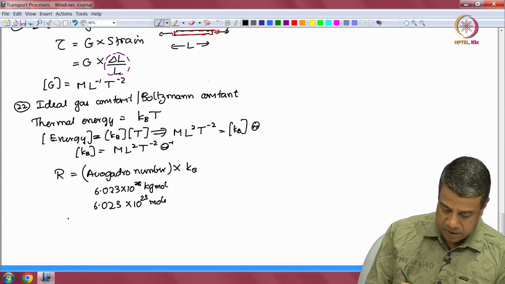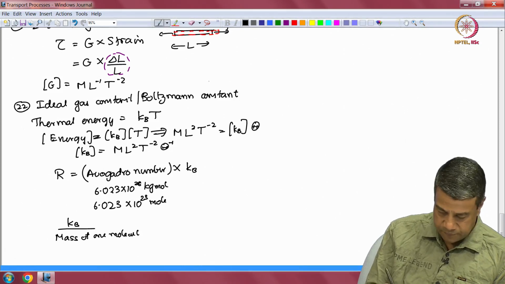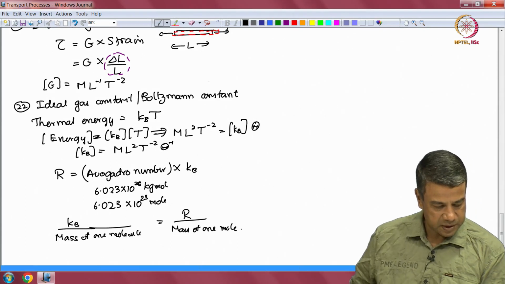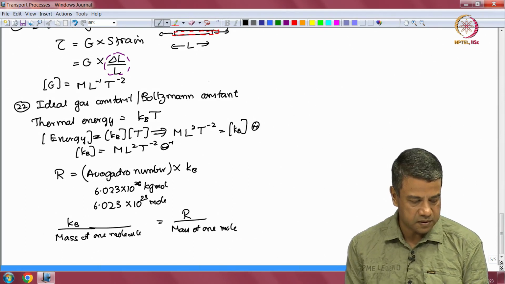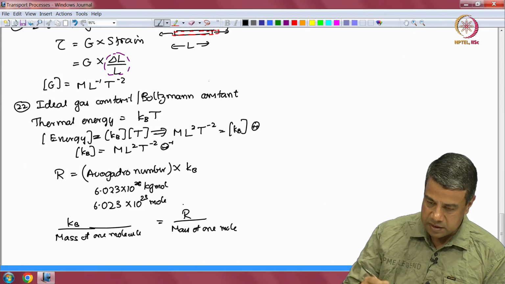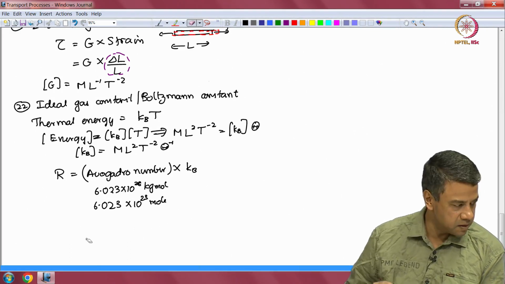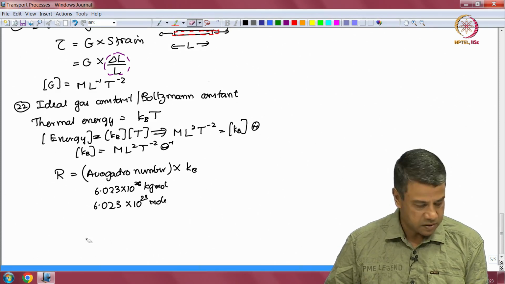The Boltzmann constant divided by mass of one molecule is equal to the ideal gas constant by mass of 1 mole. So, that is the relationship. This Avogadro number is just a dimensionless number, it is just a number of molecules. So, that is the relation between the ideal gas constant and the Boltzmann constant.